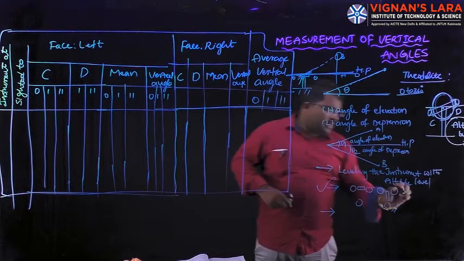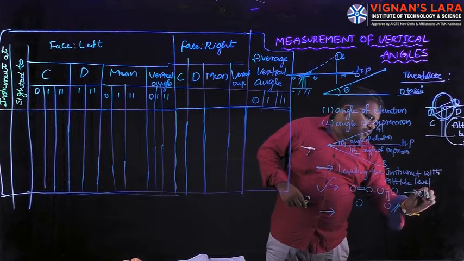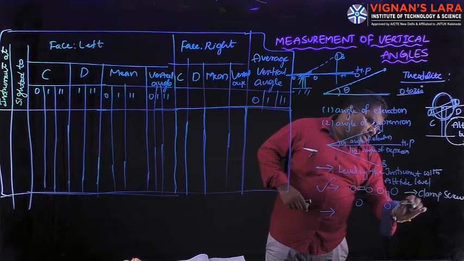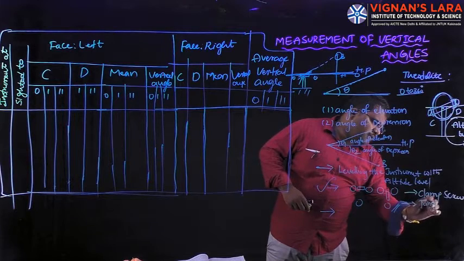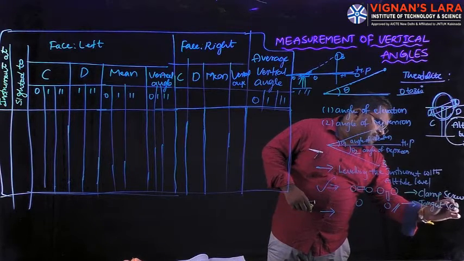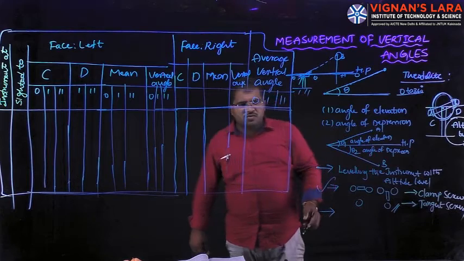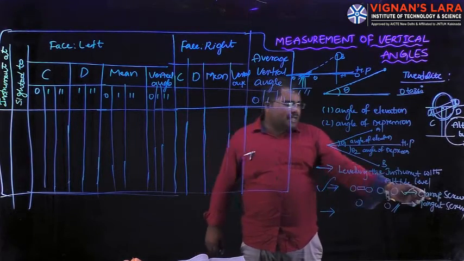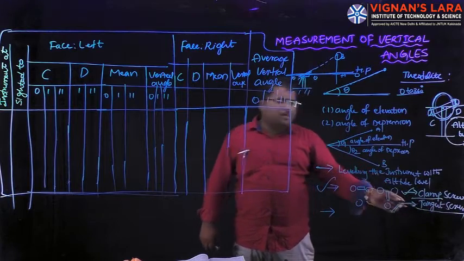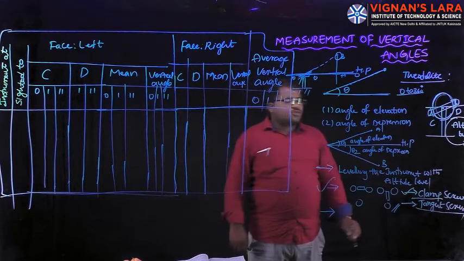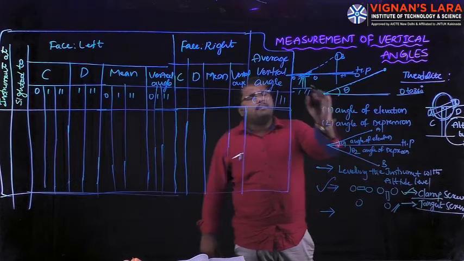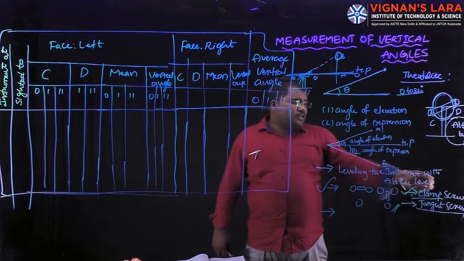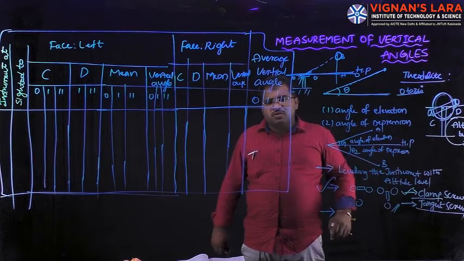We know already we have two types of screws. One is the clamp screw, that is the vertical clamp screw, and for small movements we have the tangent screw. We are well known about these two screws. Whenever you are going for major rotation, you can use the clamp screw. If it is a very small movement, you go for the tangent screw. So by using these two types of screws, we are going to sight the point B. Then you are going to tighten the clamp screw.